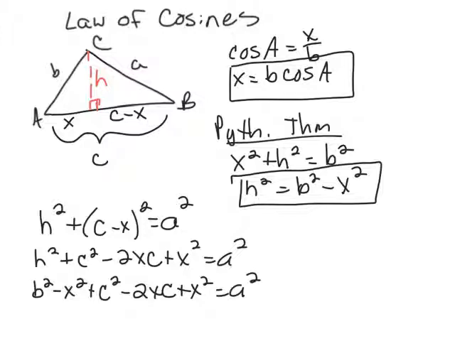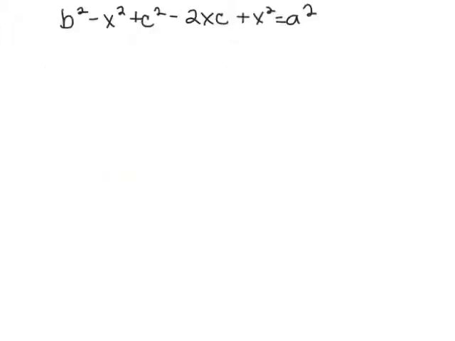So let's see what happens there. Again, here's where we are. B squared minus x squared plus c squared minus 2xc plus x squared is equal to a squared. So my x squareds are going to add to 0. And I'm getting closer to what I want.